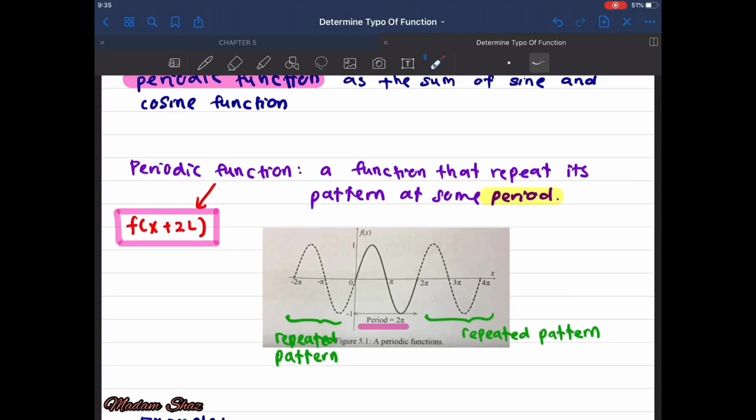So for example, we have this graph. The solid line here is the original graph, whereby the period is equal to 2 pi. So it starts from 0 until 2 pi. After 2 pi until 4 pi, this is the repeated pattern of the original graph. As we can see here, the period of the original graph is 2 pi, and the repeated pattern is also 2 pi. This one is pi, this one is also pi, so pi plus pi will become 2 pi. The same pattern is on the left hand side, from 0 to negative 2 pi, and the repeated pattern is also 2 pi.